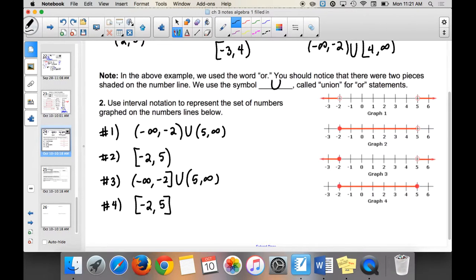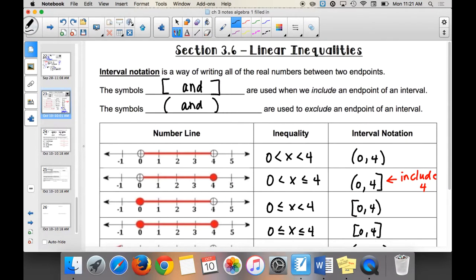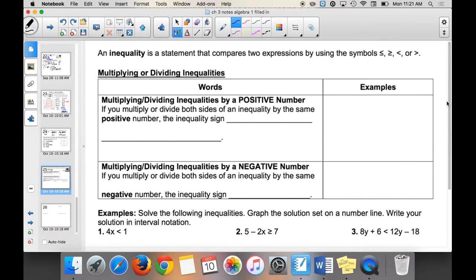All right, so this is how we will be writing our final solutions when we solve an inequality. So inequalities are going to be just like equations, except some of them are going to have less than, some are going to have greater than. So we're going to have a whole bunch of numbers as our solution, not just a single answer. So it says an inequality is a statement that compares two expressions by using less than or equal to, greater than or equal to, less than or greater than. Okay, so when we multiply or divide inequalities by a positive number, the inequality sign stays the same.